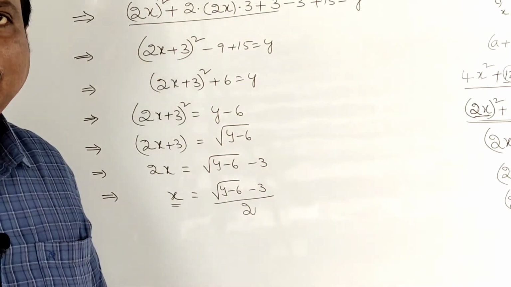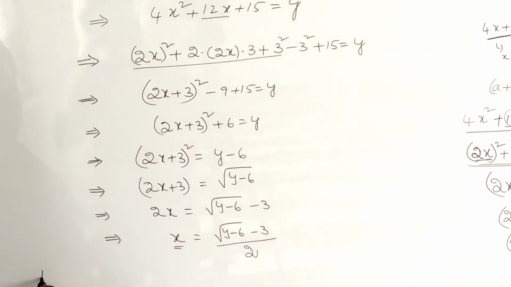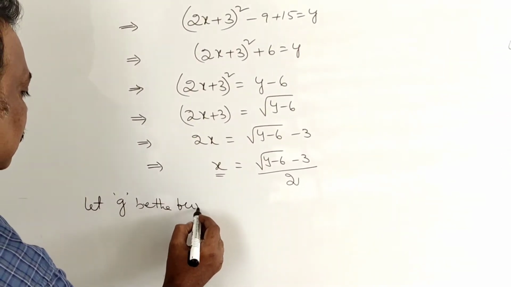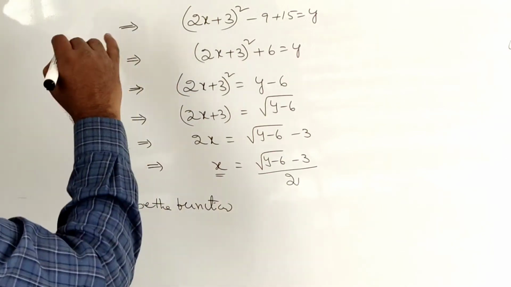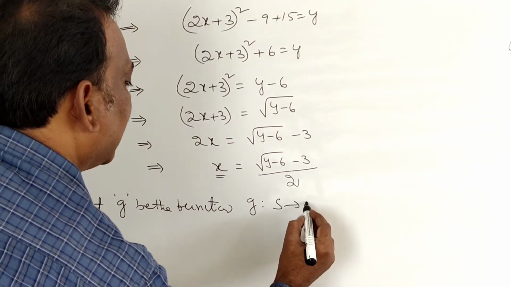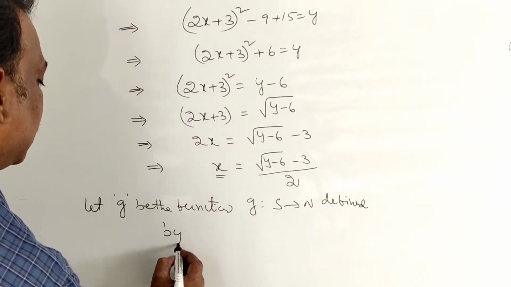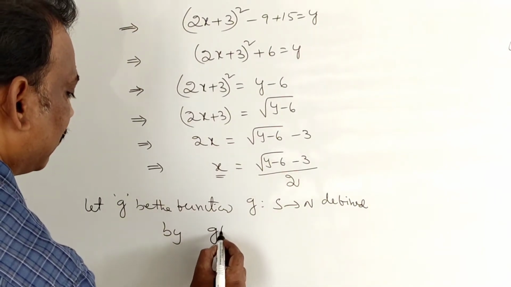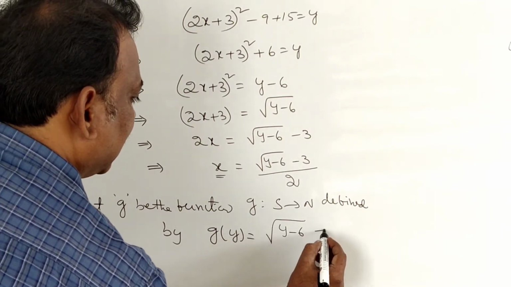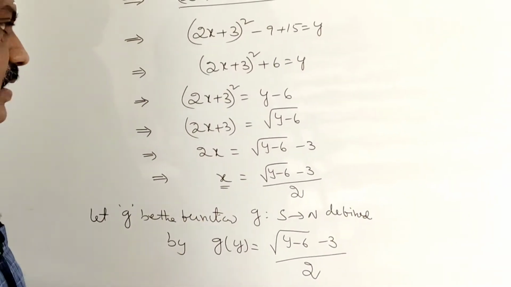This we consider as another function, a new function, which is g. So you are going to write: let g be the function. g maps from where to where? Reverse order. g is mapping S to N defined by, so this is in terms of y. You are going to write g of y is equal to root over y minus 6, minus 3, upon 2. So you got the f function and the g function.